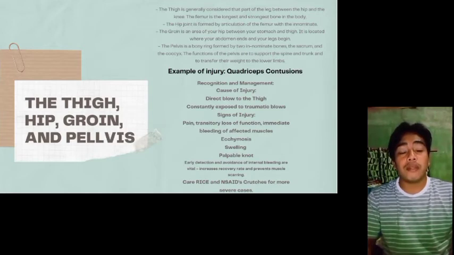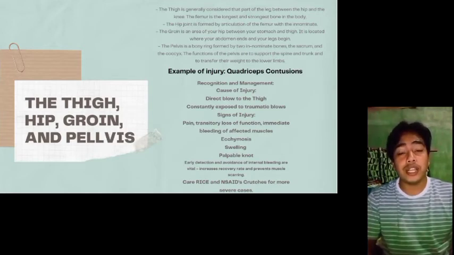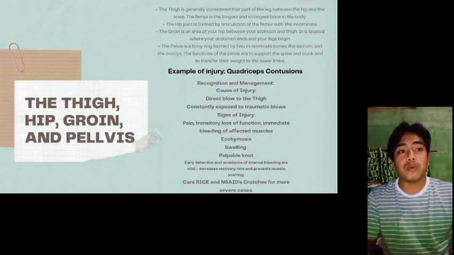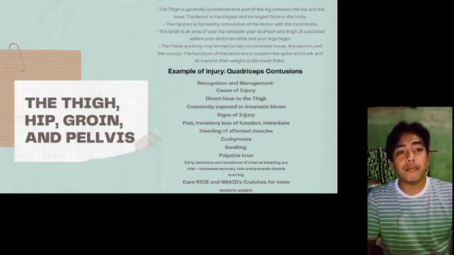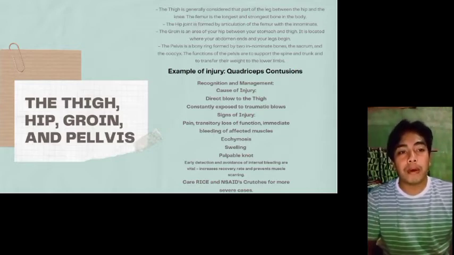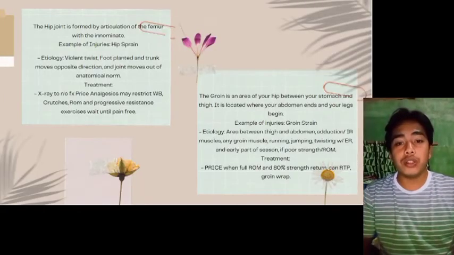Recognition and management. Cause of injury: direct blow to the thigh, constantly exposed to traumatic blows. Signs of injury: pain, transitory loss of function, immediate bleeding of affected muscles, ecchymosis, swelling, palpable knot. The hip joint is formed by articulation of the femur with the innominate.